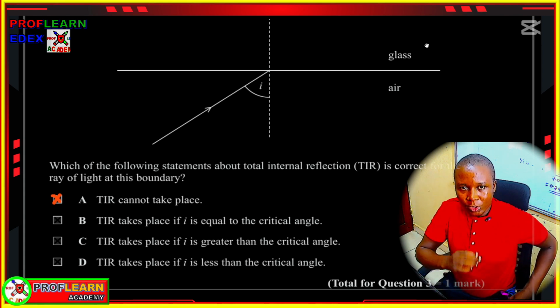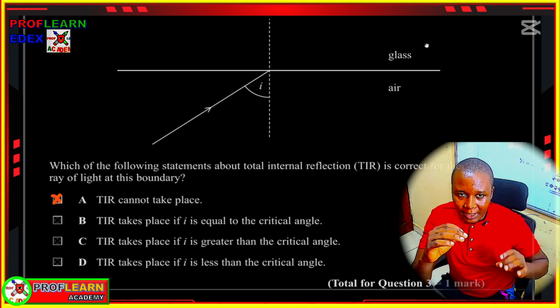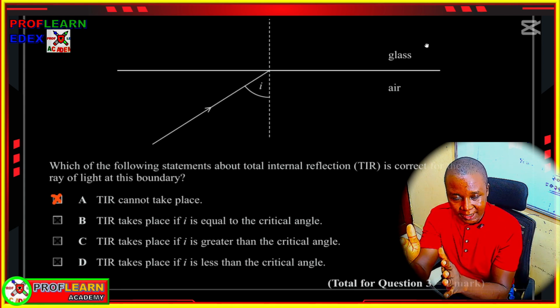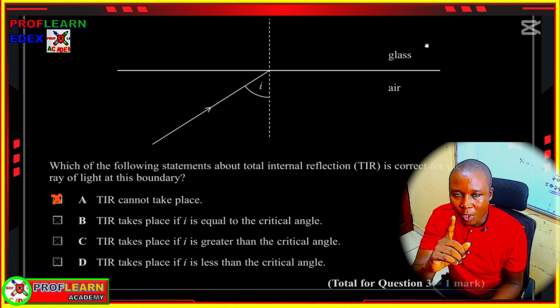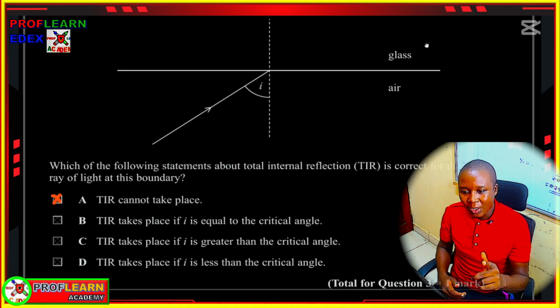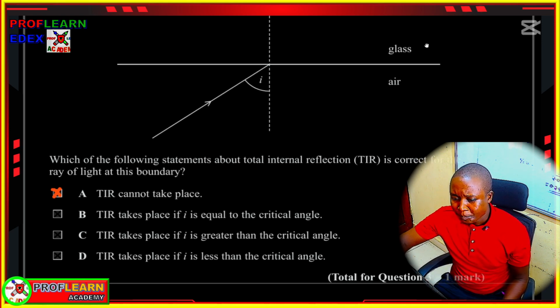take place, because for total internal reflection to take place, the ray of light must be moving from a dense medium to a less dense medium. Condition number 2, the angle of incidence must be greater than the critical angle. So in this case, total internal reflection will not take place.